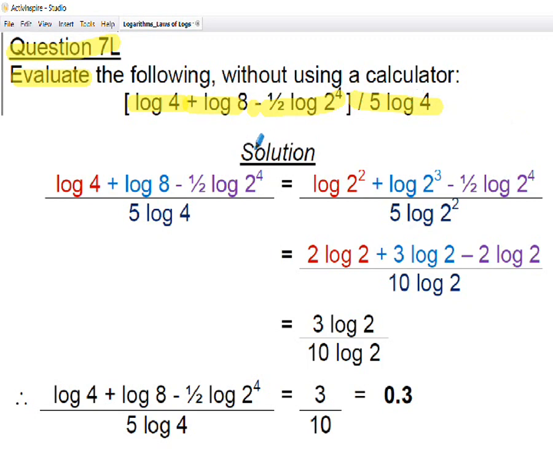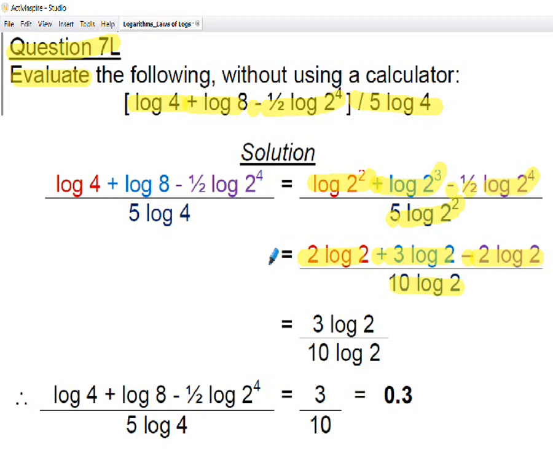So looking at my top line, I could have the log of 2 squared for the log of 4, plus log of 2 cubed for the log of 8, take away half log of 2 to the power of 4, that's given in the question, divided by 5 log of 2 squared for the 5 log 4. Apply my third law of logarithms now, I will get on the top line 2 times log of 2 plus 3 times log of 2, take away 2 times log of 2. Notice the 4 times a half gives me the 2 there. And that's divided by, on the bottom, 2 times 5 is 10 log of 2.